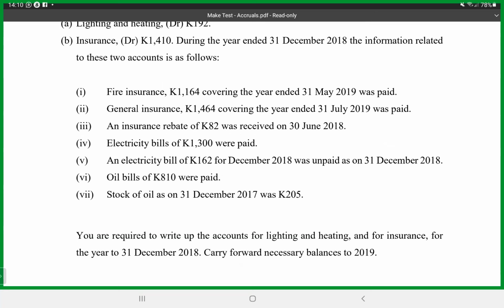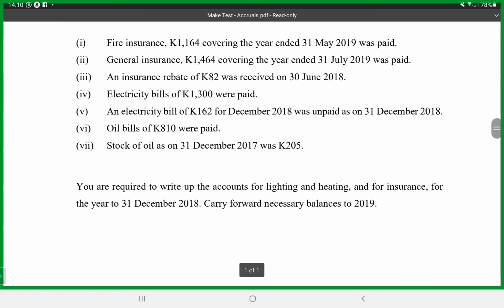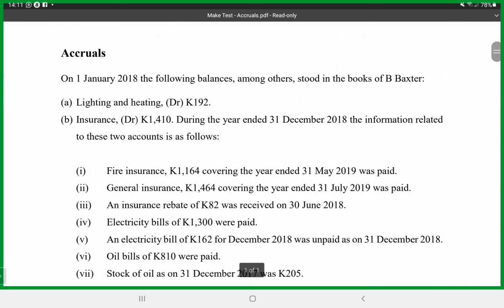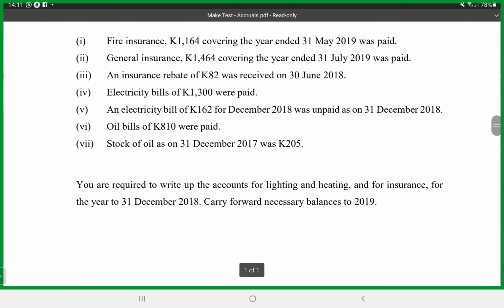And what are we required to do? We are required to write up the accounts for lighting and heating and for insurance for the year ended 31st December 2018 and carry forward the necessary balances to 2019. That's what is happening. So let's see what we are doing. We are writing up the accounts. That's what the question is saying, isn't it? So we open up the account for lighting, open up the account for insurance. We can start with the insurance one.